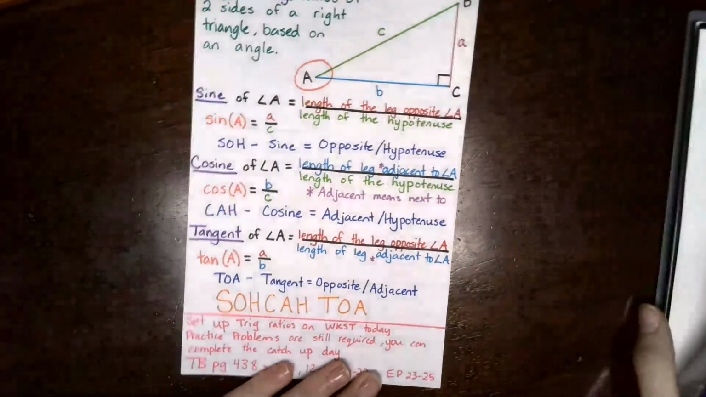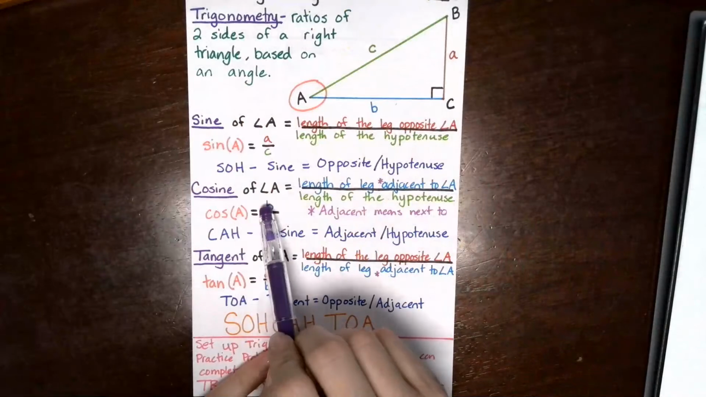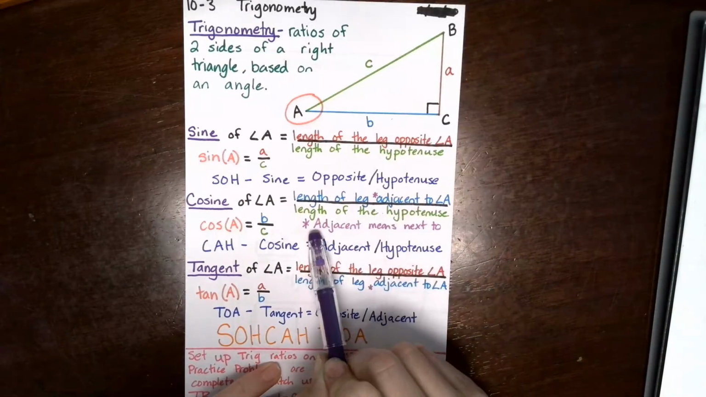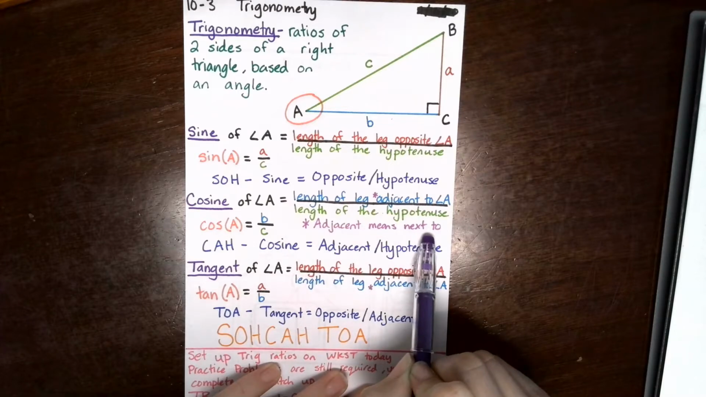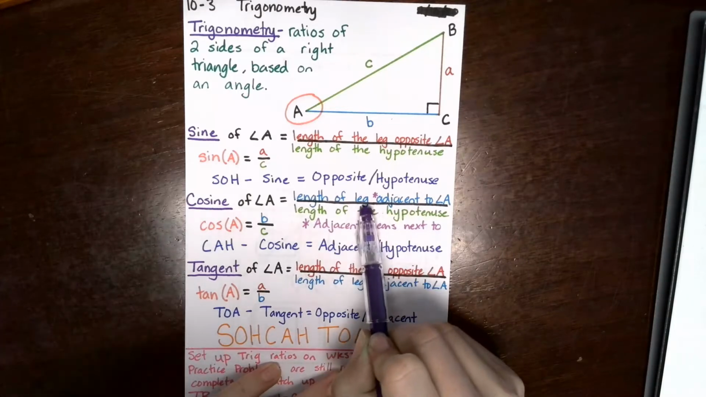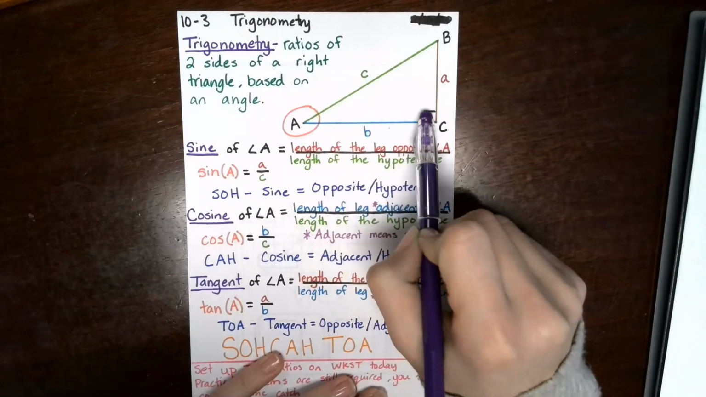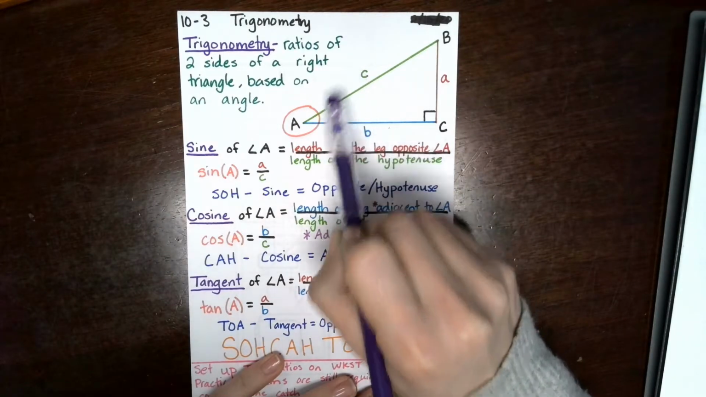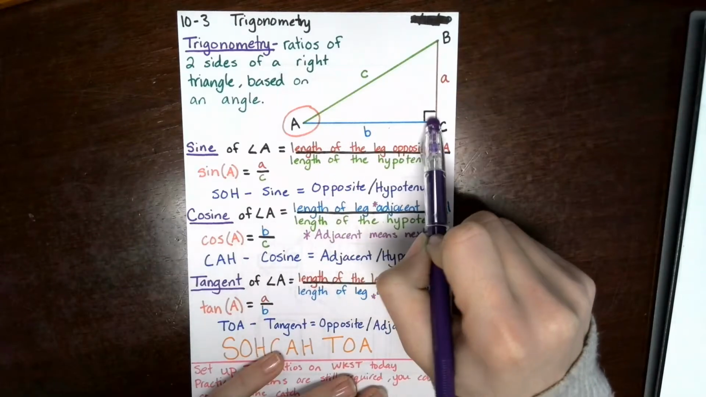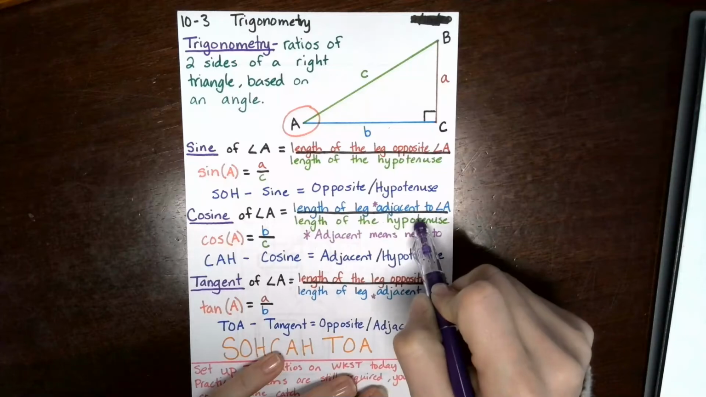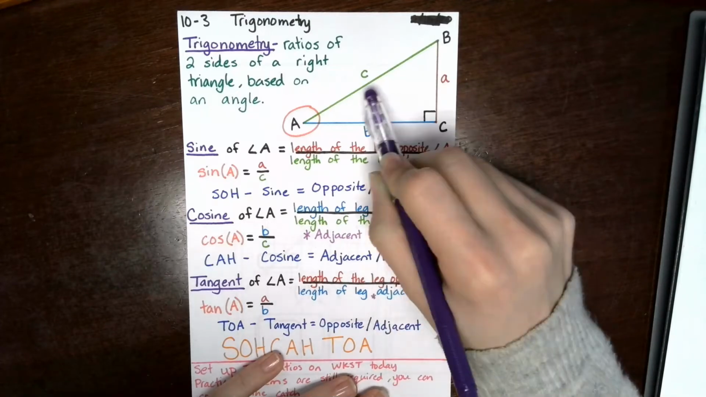Now for cosine of angle A, we do the length of the leg adjacent. Now reminder, adjacent means next to, okay? And we're talking about the leg adjacent, so there's two sides that are next to angle A. But C is the hypotenuse, and B is the leg that is next to angle A. And then over the length of the hypotenuse, C.